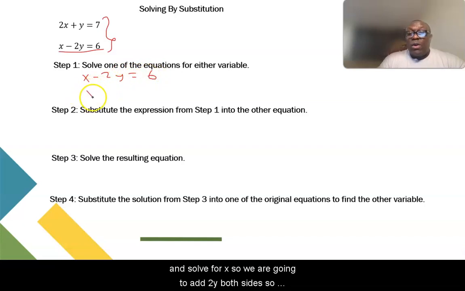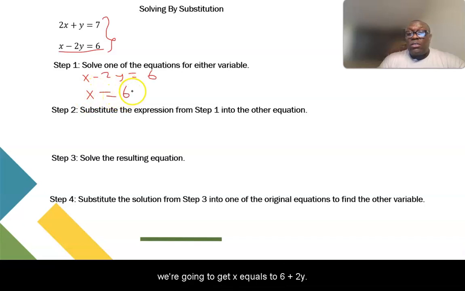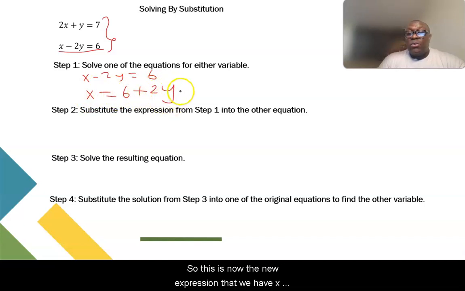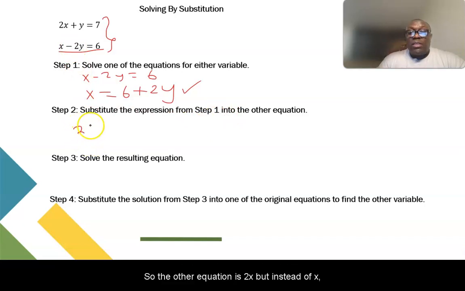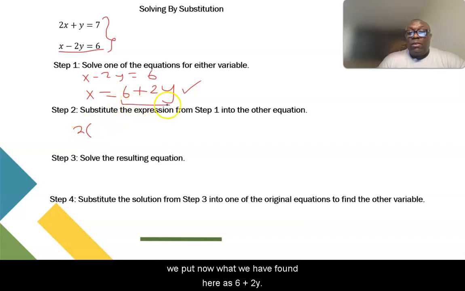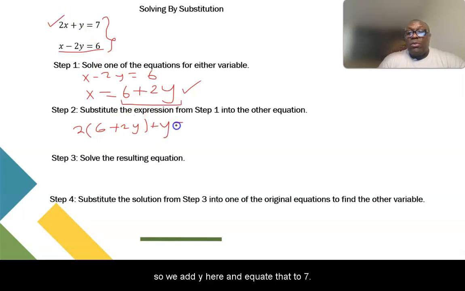So we are going to add 2y both sides. So we are going to get x equals 6 plus 2y. So this is now the new expression that we have, x equals 6 plus 2y. Then the next step is to substitute the expression from step 1 in the other equation. So the other equation is 2x, but instead of x, we put now what we have found here as 6 plus 2y. Notice that in this first equation, we have 2x plus y. So we add y here and equate that to 7.